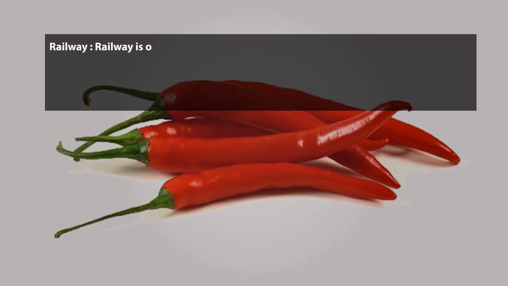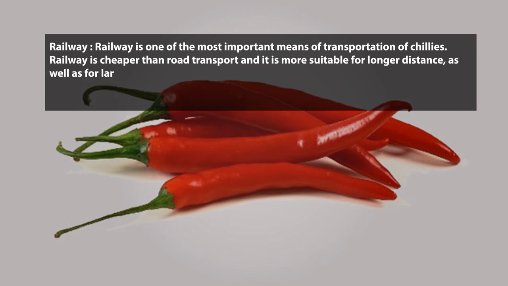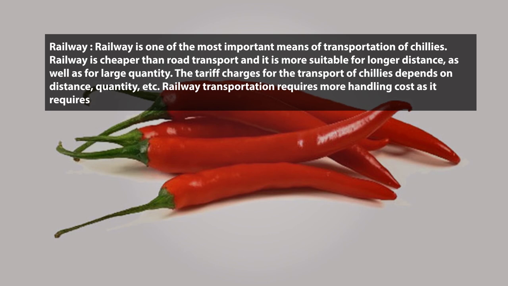Railway. Railway is one of the most important means of transportation of chilies. Railway is cheaper than road transport and it is more suitable for longer distance as well as for large quantity. The tariff charges for the transport of chilies depends on distance, quantity, etc. Railway transportation requires more handling cost as it requires loading and unloading charges and local transportation cost.